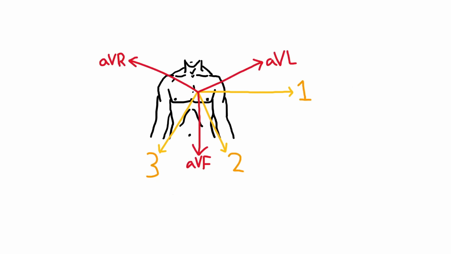We also have three augmented leads. These are effectively rehashed versions of leads 1, 2 and 3. AVL points towards your left shoulder, AVF towards your feet, and AVR towards your right shoulder.